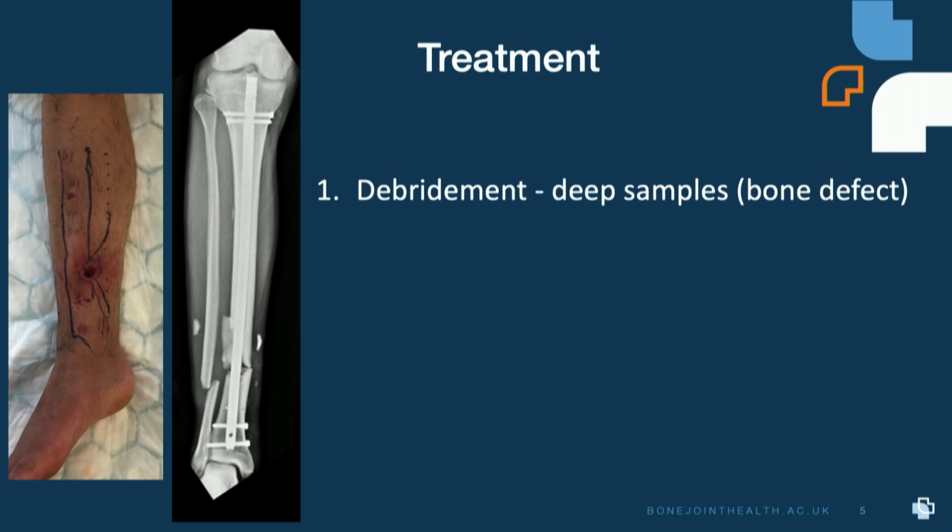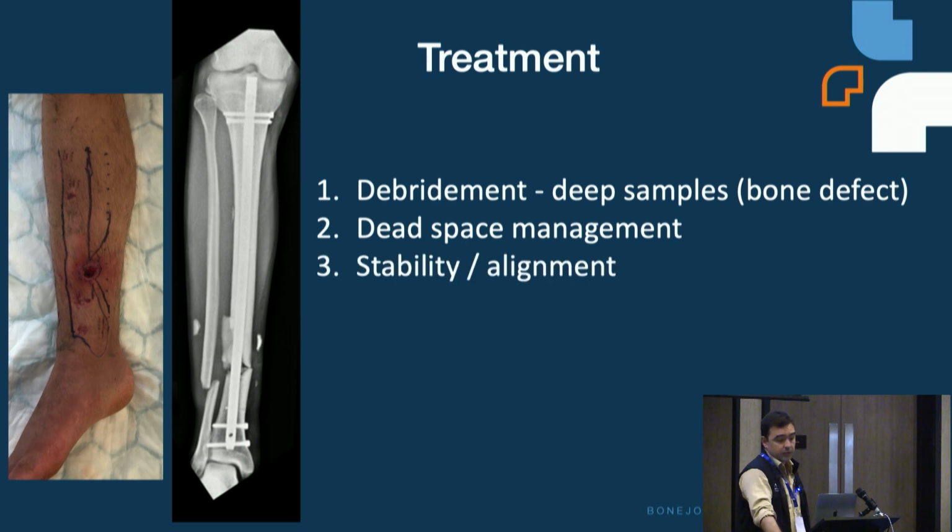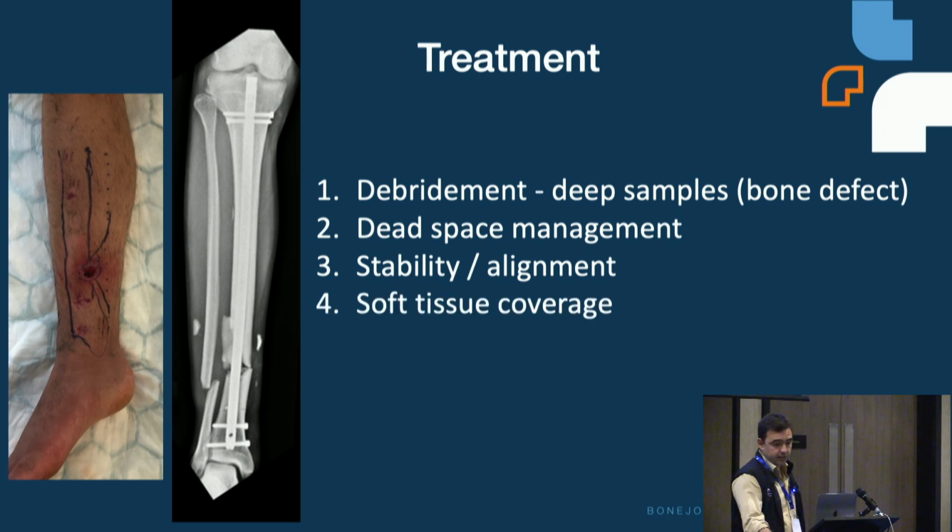We know we have to debride and take deep samples, sometimes creating a bone defect. We need to manage the dead space because the hematoma is food for bacteria. We need to stabilize and align the bone, as all of the other speakers today have said. And we need good soft tissue coverage if we want to treat infection. Based on the samples that we've taken, we need broad-spectrum antibiotics at the beginning. When we have samples, we tailor the treatment to the specific bacteria causing the infection.